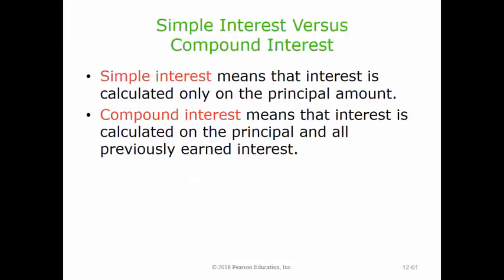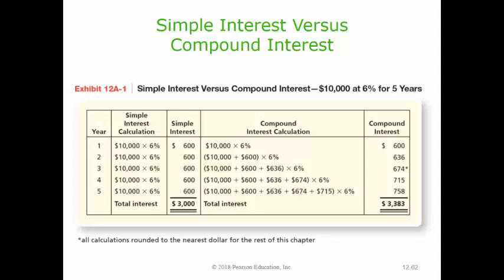Simple interest is interest calculated only on the principal amount. Compound interest is interest calculated on the principal and on all previously earned interest. Compound interest assumes that all interest earned will remain invested and earn additional interest at the same interest rate. Exhibit 12A.1 compares simple interest at 6% on a 5-year $10,000 investment with interest compounded yearly, rounded to the nearest dollar. As you can see, the amount of compound interest earned yearly grows as the base on which it is calculated. Principal plus cumulative interest to date grows.